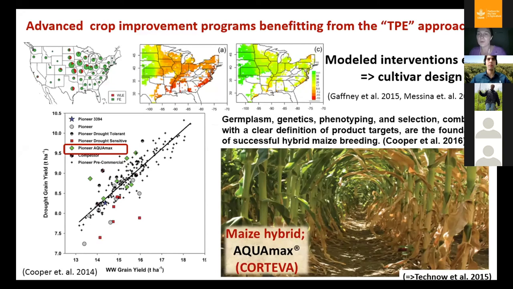And Mark Cooper in his paper really summarized it very nicely. I like this sentence, which stands for basically all we need to know: germplasm, genetics, phenotyping and selection, combined with a clear definition of product targets, meaning geographical targets, are the foundation of successful breeding. This has all been well documented in papers, so please go through it. It's really a beautiful story.